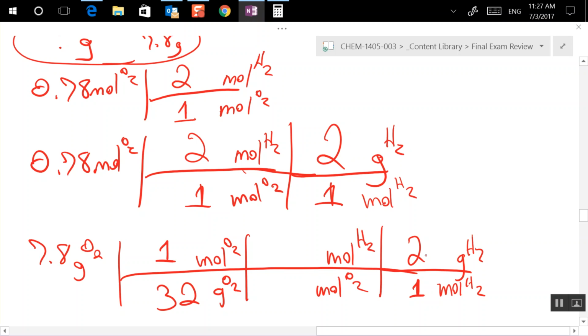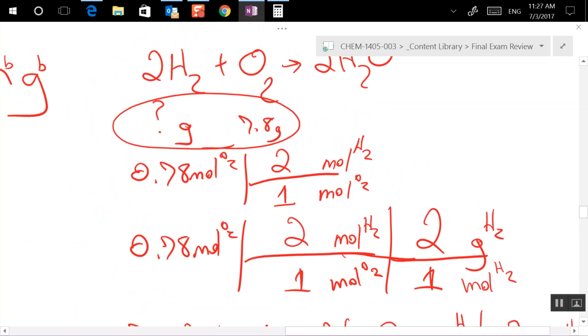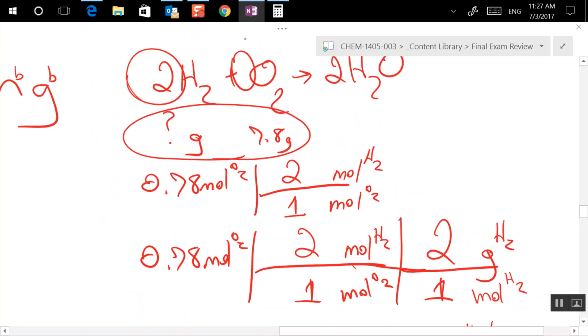Mole to mole relationships. Moles of H2 to moles of O2. What number goes on top? 2. 1 on the bottom. Those are based off of the coefficients from the balanced chemical equation. Okay? That's where they come from.